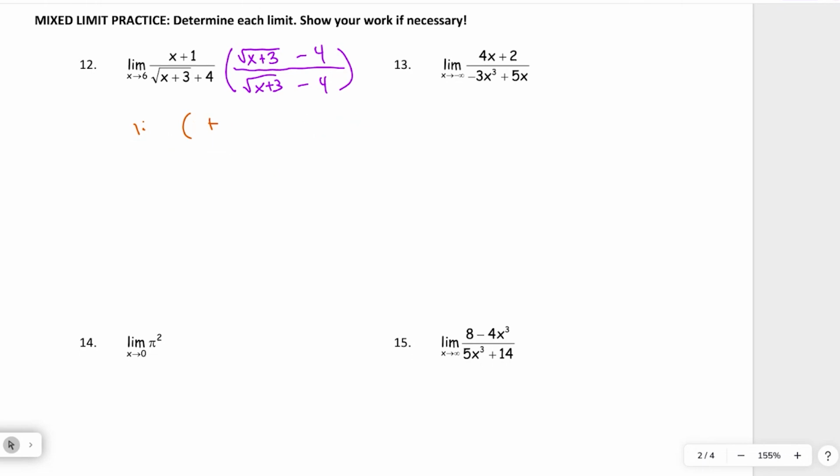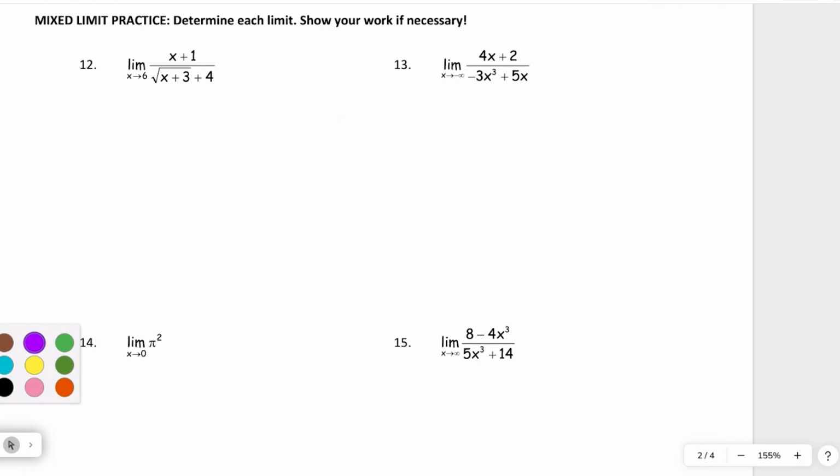You could, I suppose, do that, but it's not really going to get you anywhere because you're not going to have any factors that cancel out, because there's no hole at x equals 6. My goodness. That was my first reaction, but my first reaction should have been, hey, let's just try direct substitution here. So we get 6 plus 1 over root 6 plus 3 plus 4.